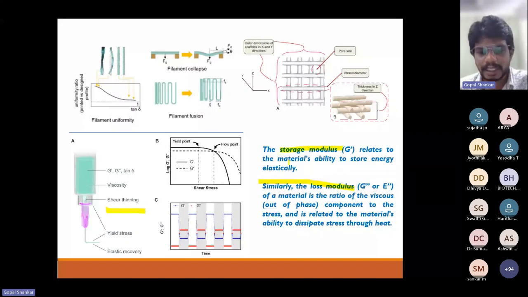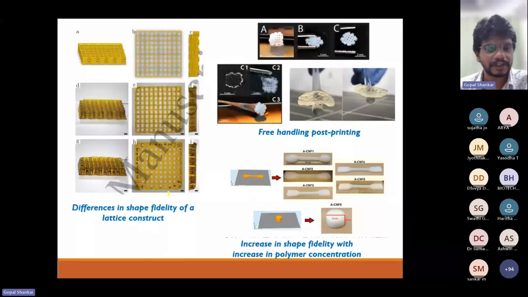And loss modulus is nothing but the ratio of the viscous and the elastic phase that is able to dissipate the heat during the stress conditions. So this is the difference in shape fidelity of the material. You see here, this is the STL file. This is the printed structures. And this is the free handling of the material post printing. You can see they are handled.